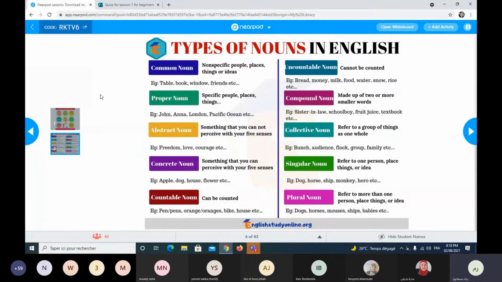I move to the countable noun. What is a countable noun? It is a noun that can be counted. One pen, three pens. One orange, five oranges. One bike, three bikes. Okay? I move to the uncountable noun. These are nouns that cannot be counted, like bread, money, milk, food, water, snow, rice. Okay, so I will stop here because all of them, as I said, we will explain them, inshallah, in the following sessions.